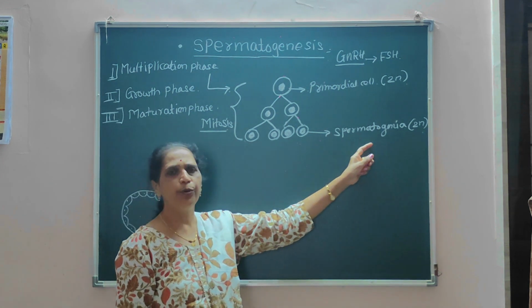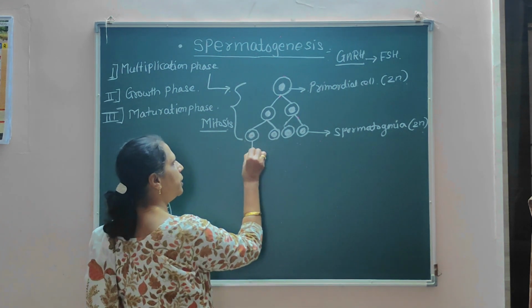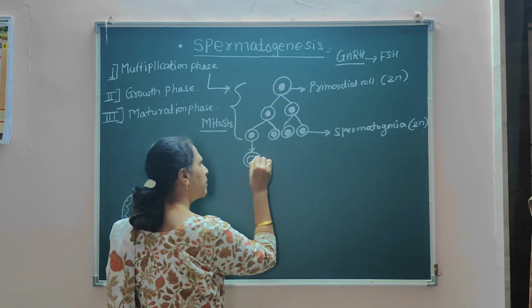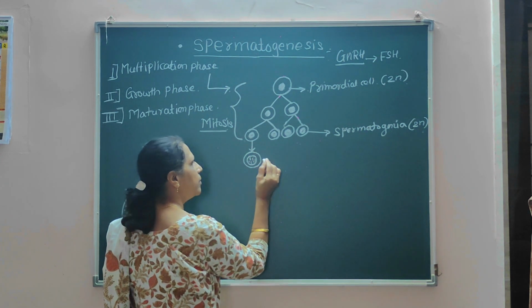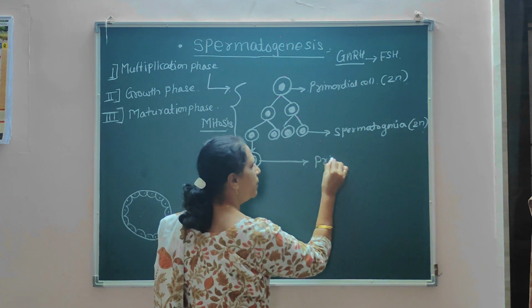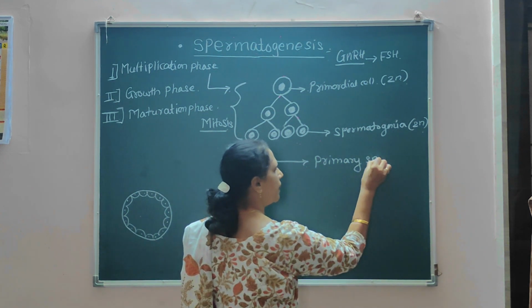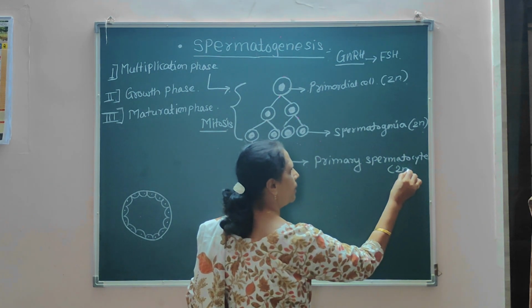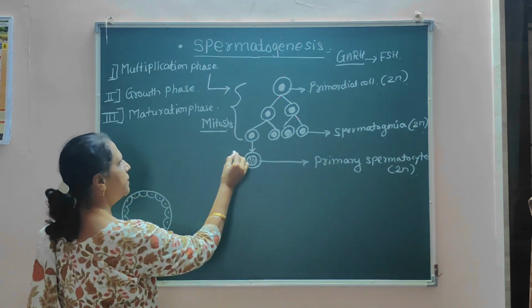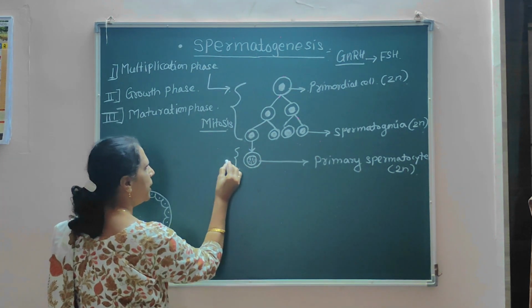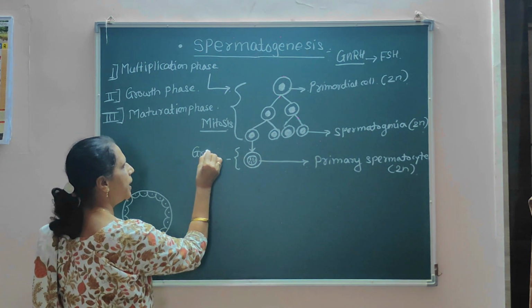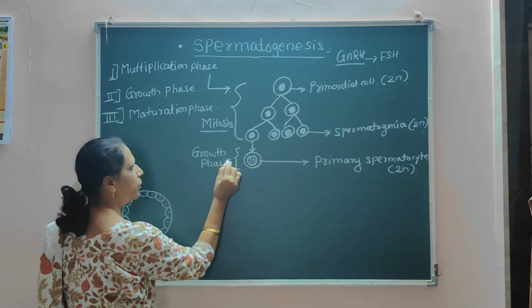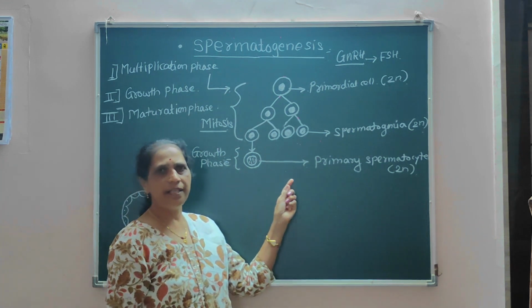A number of spermatogonia are formed, but some spermatogonia accumulate food and increase in size. This is called primary spermatocyte. This primary spermatocyte is also diploid in nature, and as it accumulates food and grows, it is called growth phase. The second phase is called growth phase, by which some spermatogonia stop dividing and increase in size.